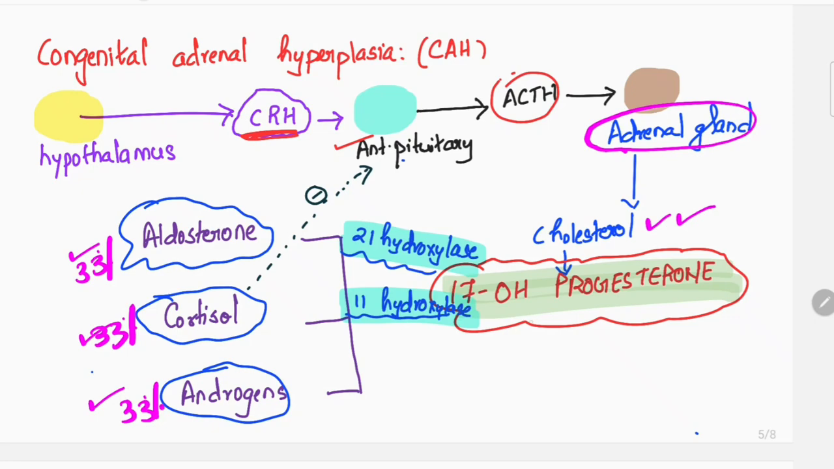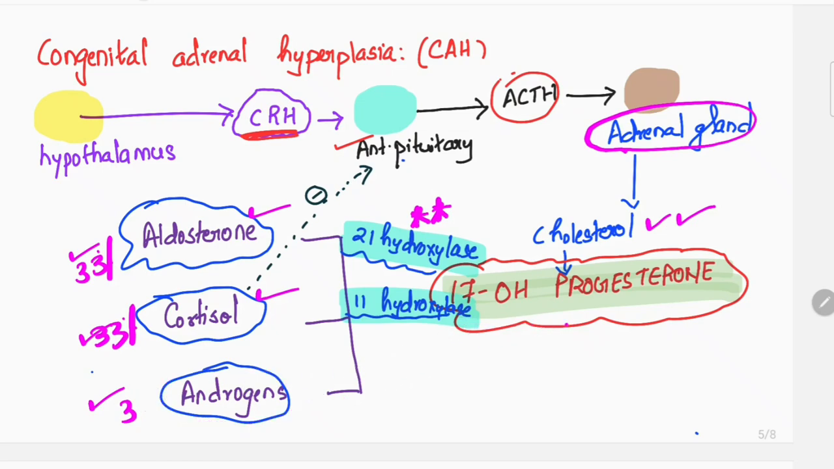Now for the conversion of the 17-OH progesterone into aldosterone and cortisol, we require 2 enzymes which are already there in the body for all of us. One is 21 hydroxylase, the second one is 11 hydroxylase. Out of these two, 21 hydroxylase is more important. Androgens are also produced from 17-OHP, and this does not require any enzyme.